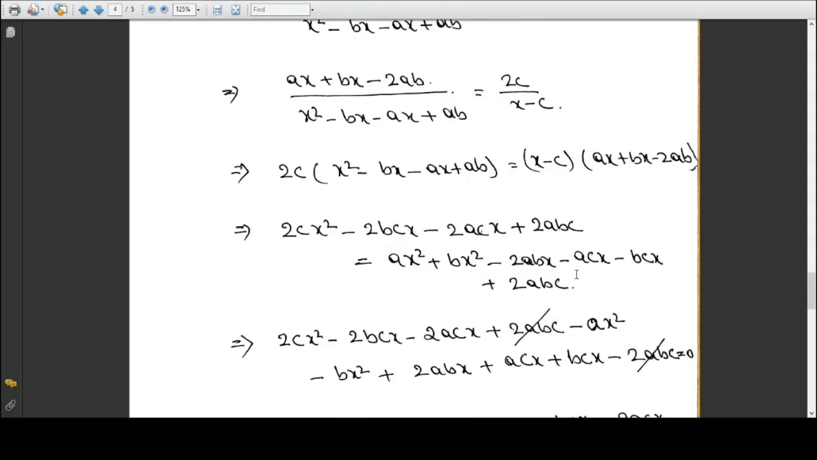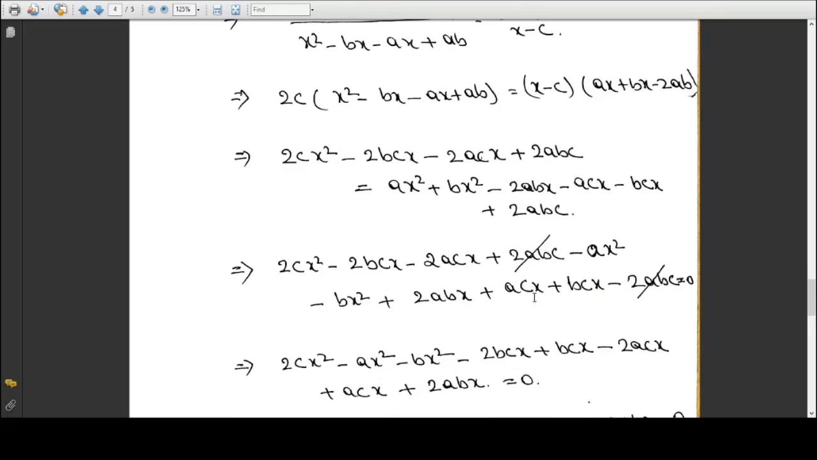Okay, now you bring all together to the left side, this right hand side to the left side. You have 2cx square, then 2bcx, then 2acx, then 2abc, then this ax square brought to the left, minus ax square, then minus bx square, then plus abx, then plus acx, then plus bcx, then minus abc. On the right side, equal to 0.